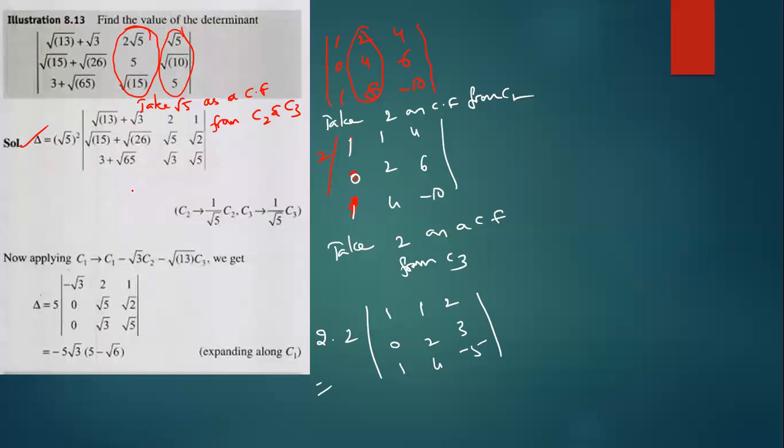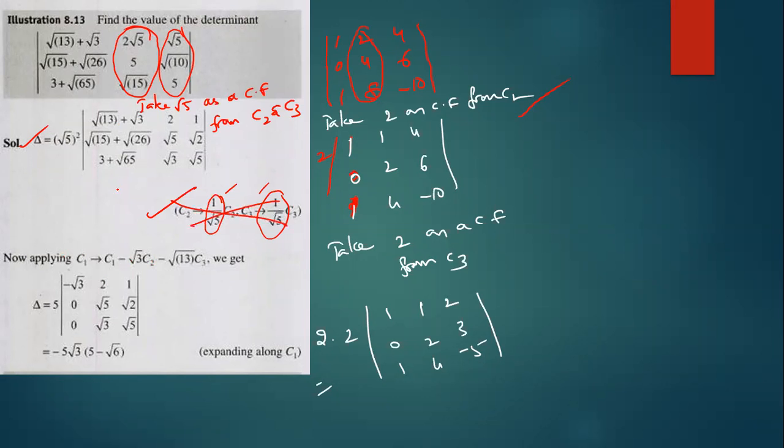Fine. Now after that, they are applying this case. See the question carefully. Second case, see what they're doing. Second column, we are multiplying with 1 by root 5. Third column means you are multiplying with 1 by root 5. That is not required. Directly they're taking root 5 as a common factor. Otherwise, you can do like this also, but don't write this step. Already explained how to take root 5 as a common factor from C2 and C3. So this is not required.